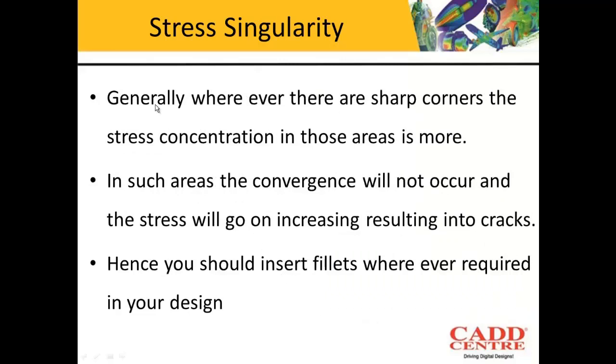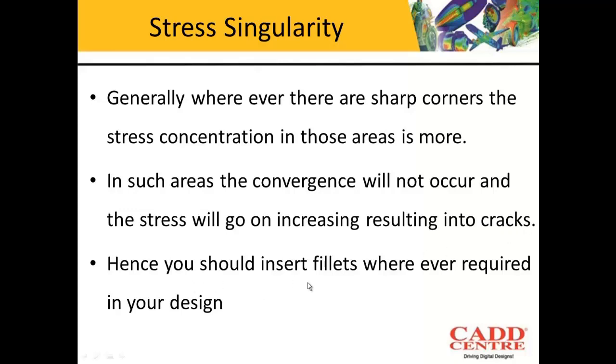The second reason can be whenever there are sharp corners in your design. Okay, in those sharp corners your stress concentration is very high. Now what happens is whenever you go for convergence, whenever you go for refinement of meshing, these stress values will go on increasing, and in those sharp corners cracks start developing. Now these cracks will only go on increasing and the stress value will never reduce.